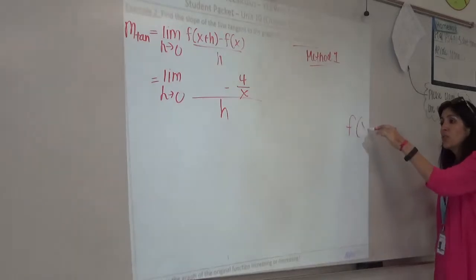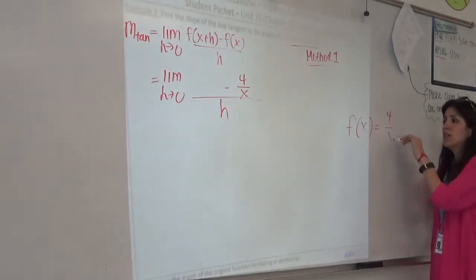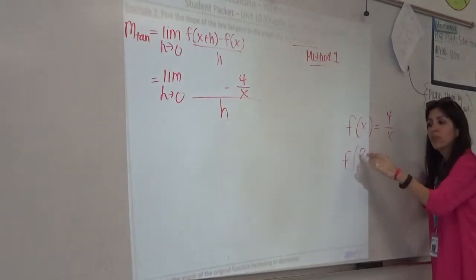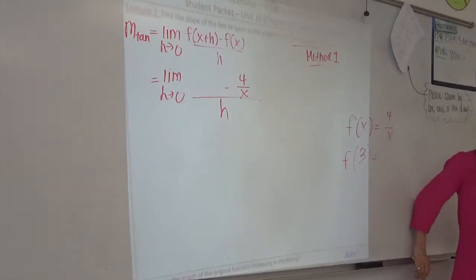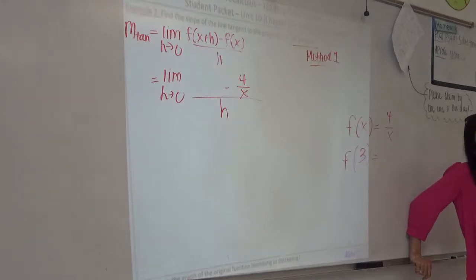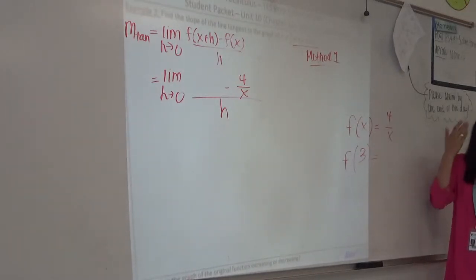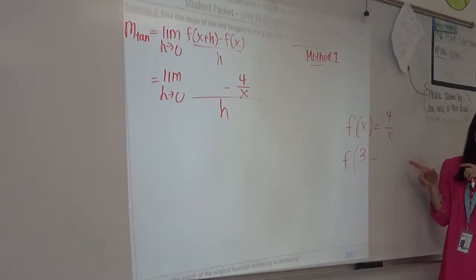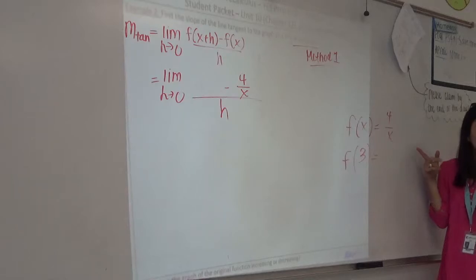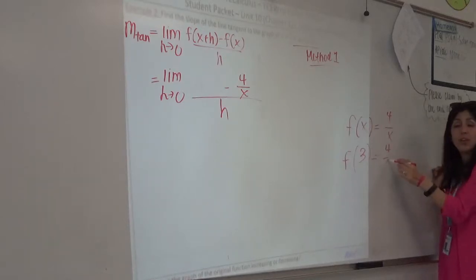If my function is 4 over x, what would f of 3 be? 4 over 3. How did I get 4 over 3? What did I do? Plug in a 3 where? For the x. So I took the x out and put in a 3.